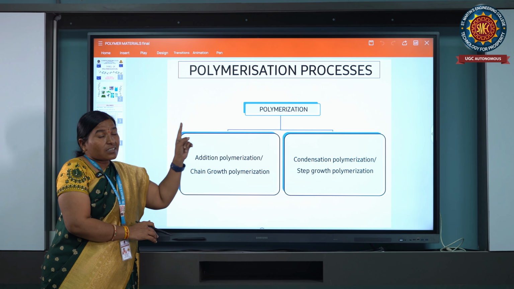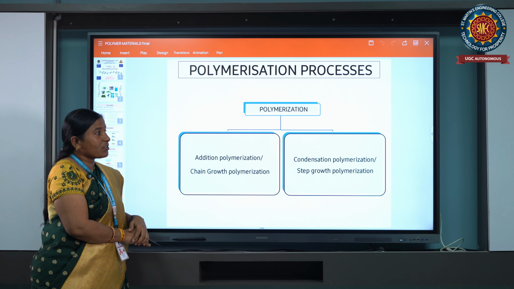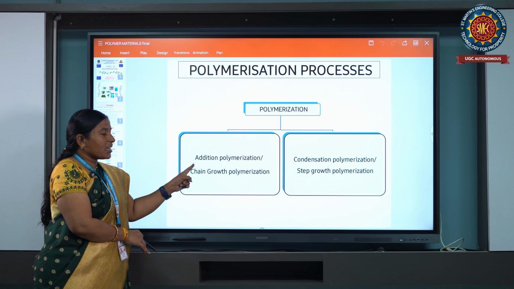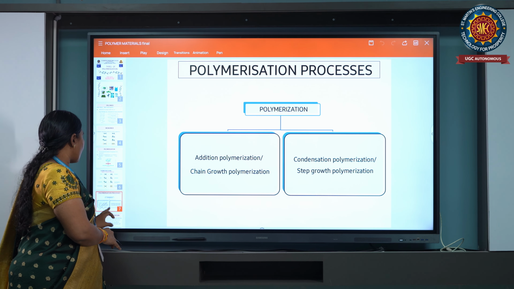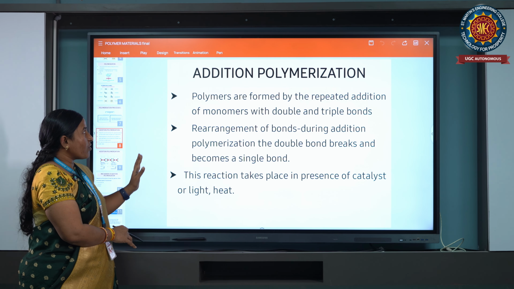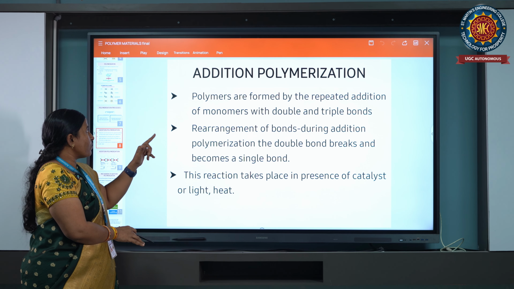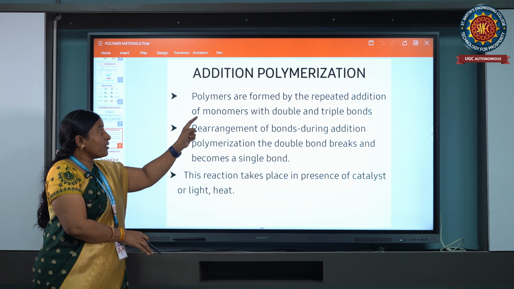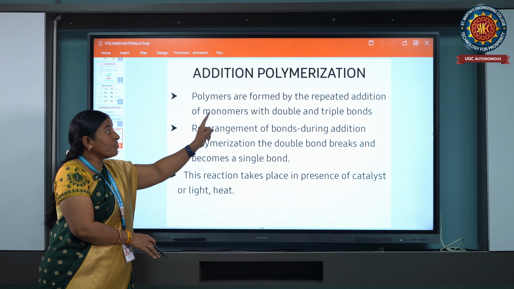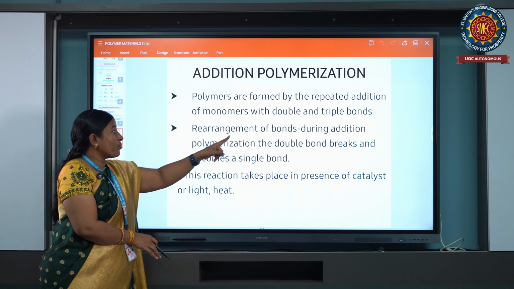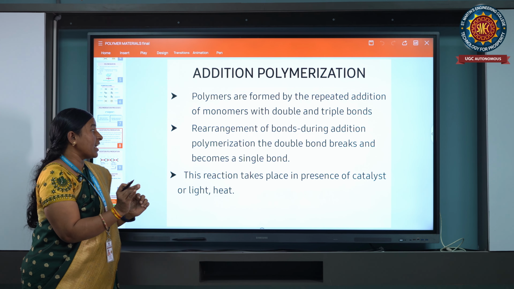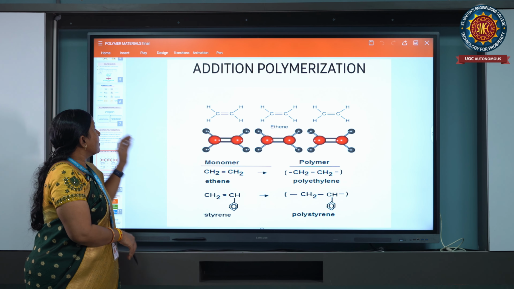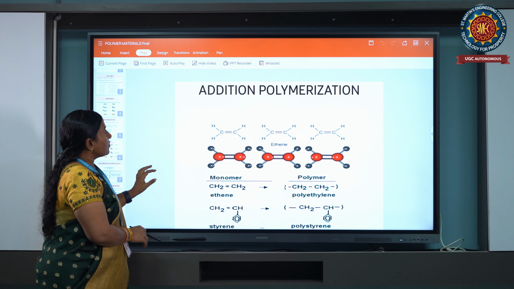Now what are the types of polymerization processes? Polymerizations are classified into two types: addition polymerization and condensation polymerization. We discussed addition polymerization, which means repeated addition of the monomer with double or triple bonds without eliminating any byproducts. Here is one example of addition polymerization that we know.